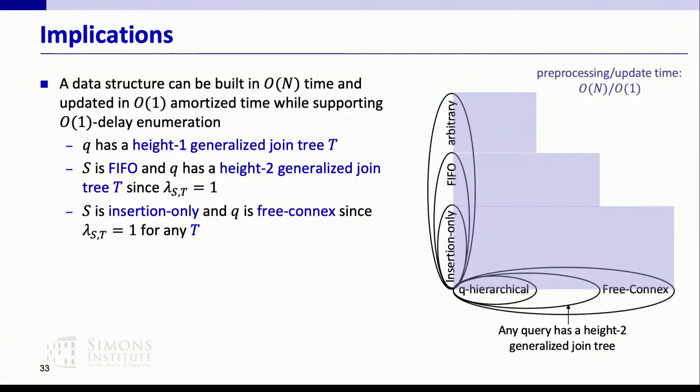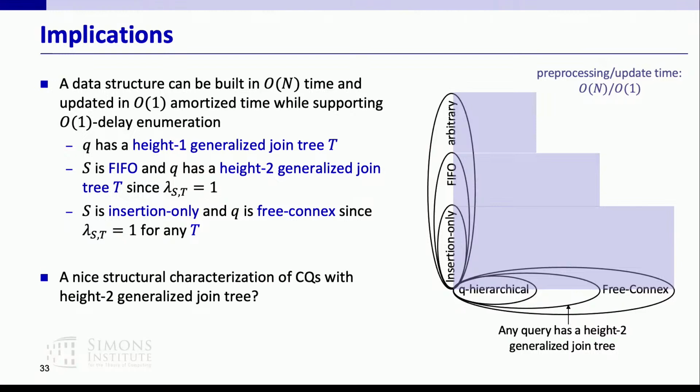An independent question of interest is: can you have a nice structural characterization of conjunctive queries with height 2 generalized join trees? Because for height 1 generalized join trees, we have a very nice Q-hierarchical property. But how about for queries with height 2 generalized join trees? Can you say something about the structure there? And this also gives us some guidance for practical update sequences.